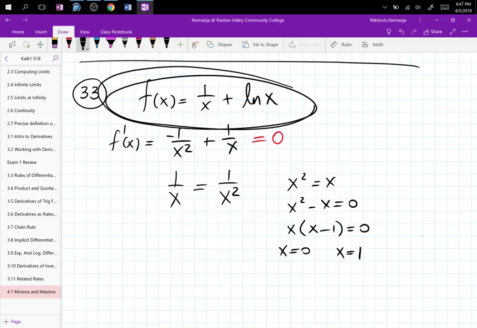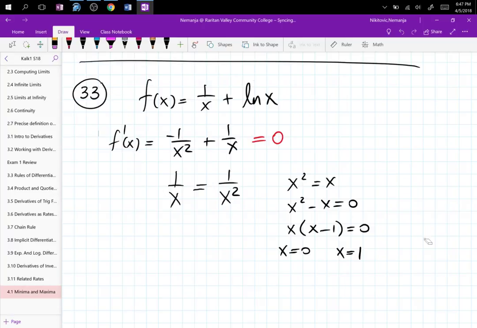Yeah, undefined. We have the vertical asymptote. 1 over x has the vertical asymptote at x equals 0. ln x has a vertical asymptote at 1 over 0. So there is a vertical asymptote there. So this is not a critical point. This is a vertical asymptote, so we don't use it. Because VA, vertical asymptote. Now, the only one that we have is x equals 1.